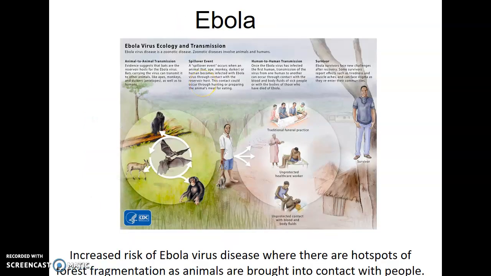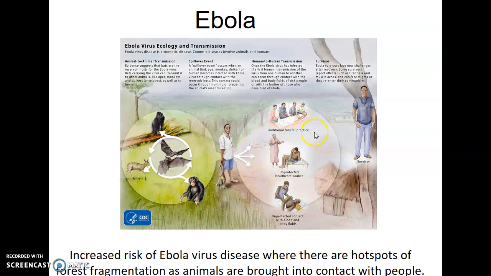Then we have Ebola virus. There's actually hot spots of forest fragmentation, and as humans were in contact with this. So the Ebola is animal to animal transmission from like bats to gorillas to deer to monkeys or apes. And then there's also any of these animals transmitting to humans, and then human to human contact.